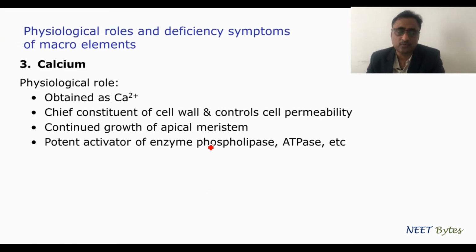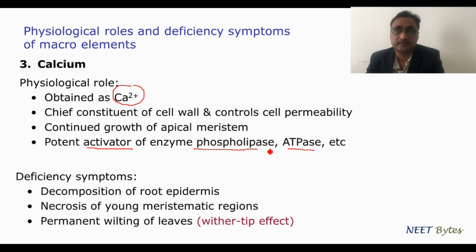Let's talk about one more, and that is calcium. Now you know calcium is obtained in its ionic form like this. They are the chief constituents of the cell wall in the form of calcium pectate, you know very well. Calcium is also involved in the formation of spindle fiber. So we can say they participate in cell division as well, right? And they are potent activators of enzymes like phospholipase, ATPase and so on. Okay. So what are the deficiency symptoms?